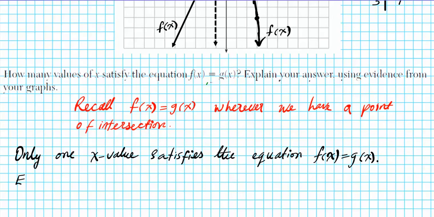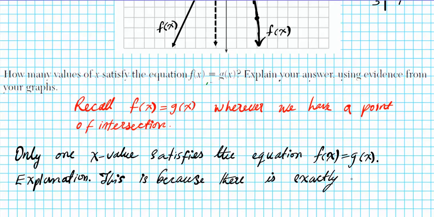And then what's our explanation? Well, this is because there is exactly one point of intersection between f of x and g of x.